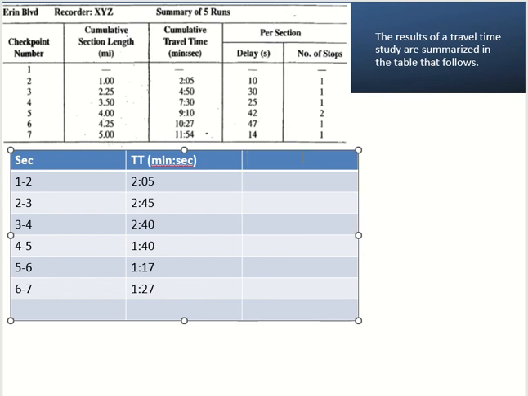So length in miles. For the first one, no problem, 1 as it is. Second one, 2.25 minus 1. 1.25. Okay, 3.5 minus 2.25. Okay. Yeah, 4 minus 3.5.